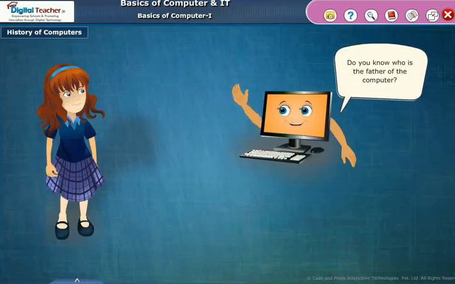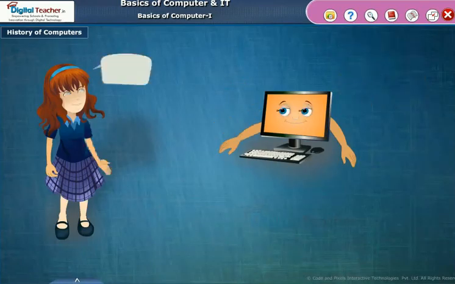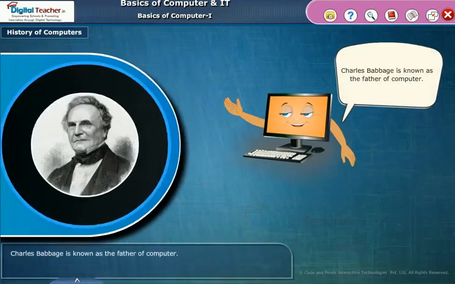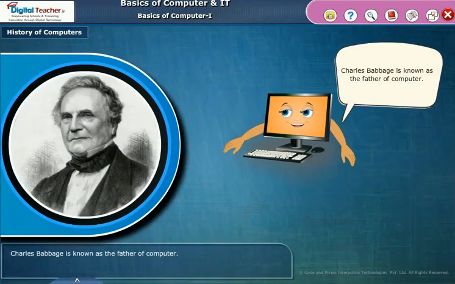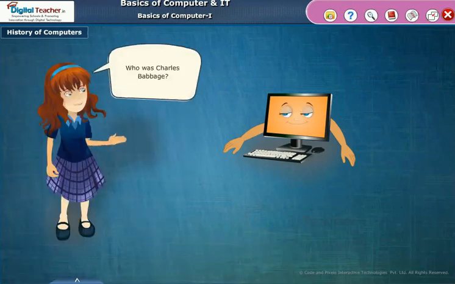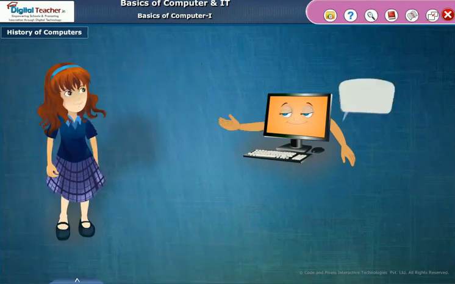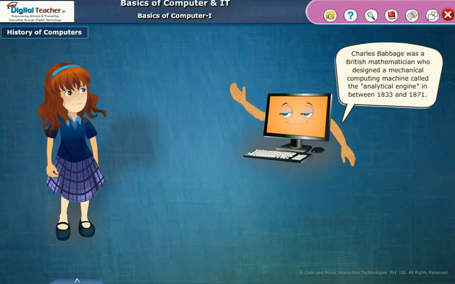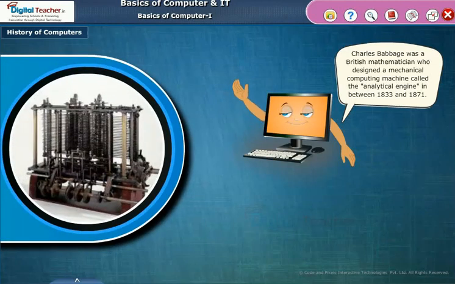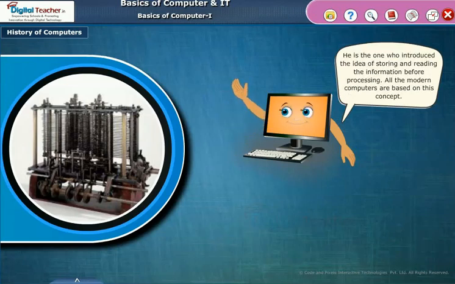Do you know who is the father of the computer? No, Toggle. Charles Babbage is known as the father of computer. Who was Charles Babbage? Charles Babbage was a British mathematician who designed a mechanical computing machine called the analytical engine in between 1833 and 1871. He is the one who introduced the idea of storing and reading the information before processing. All the modern computers are based on this concept.